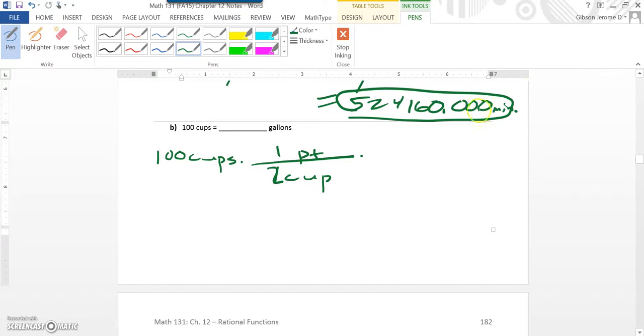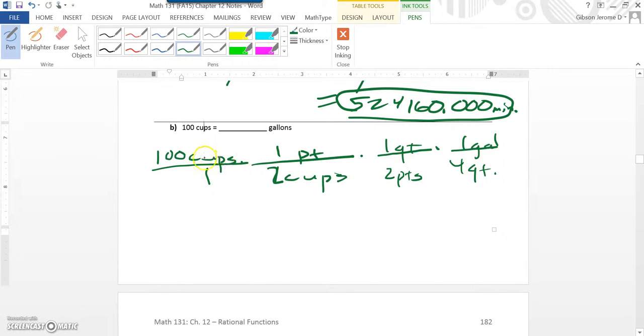Hey class, picking up where we left off, we had 1 pint over 2 cups, and then again we're changing cups to gallons. So now we want to change this. We have our cups that are simplified out. Now we've got to simplify out our pints. It takes 2 pints to equal 1 quart. And then we will go from quarts to gallon. It takes 4 quarts to equal 1 gallon.